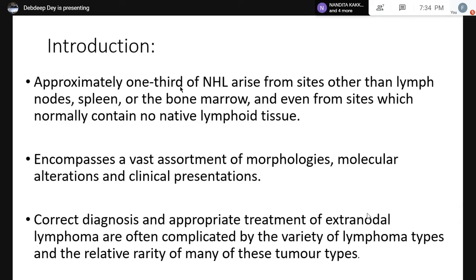And I like to emphasize this fact that the clinical presentations can be varied, and therefore lymphoma is sometimes not suspected clinically, or even when the slide comes to us. Therefore, it is incumbent on us to be aware of the suspicion that a lymphoma can arise at almost any site in the body. Correct diagnosis and appropriate treatment of extranodal lymphoma is often complicated by the variety of lymphoma types and the relative rarity of many of these tumor types.